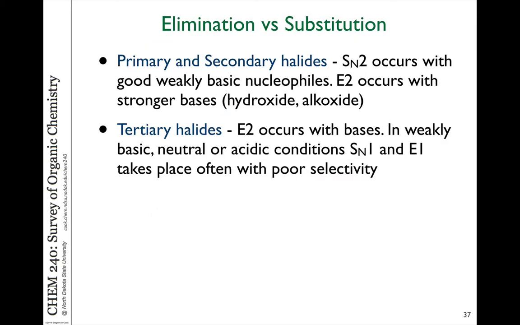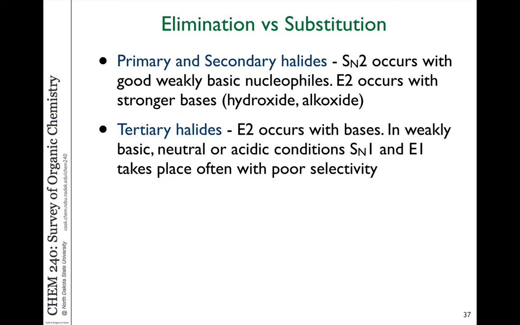So in general, if you have primary or secondary halides, SN2 occurs when you have good nucleophiles, really good nucleophiles but that are not very basic. E2 occurs when you have stronger bases. So if you compare something like cyanide or S- compounds, those are better nucleophiles than O- compounds.